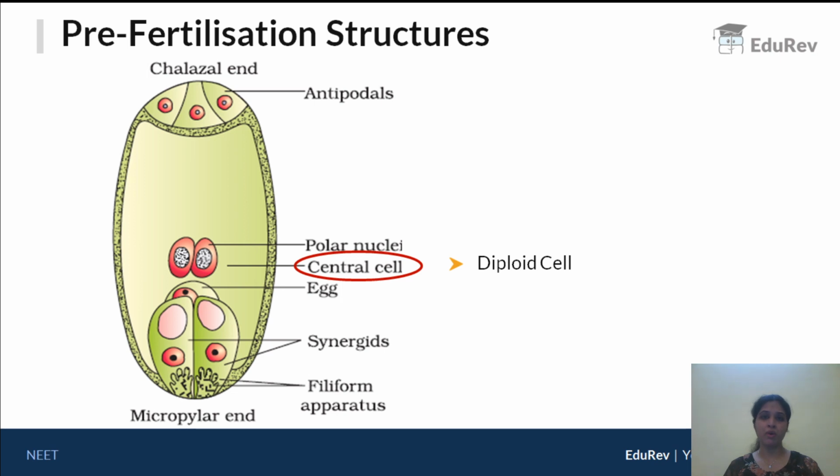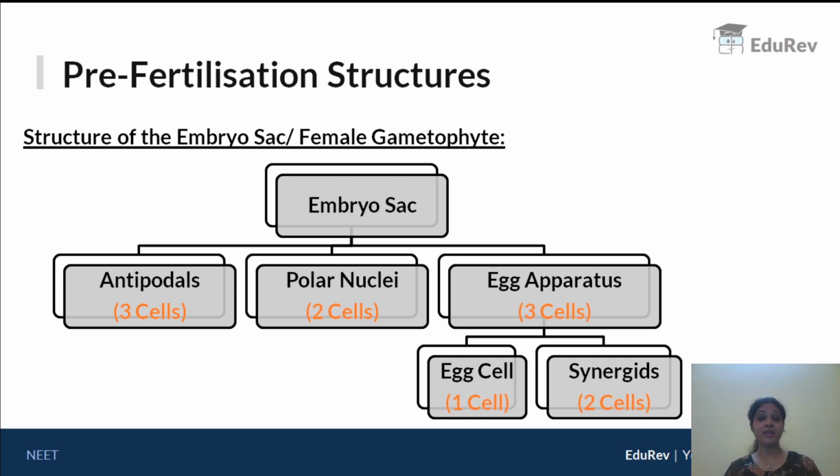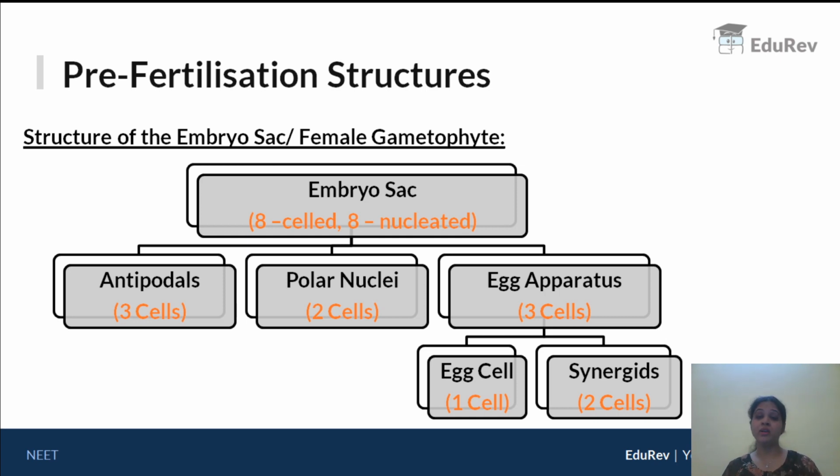Now, let's go through some important points with regards to the embryo sac. The embryo sac is also called the female gametophyte. Remember, gametophyte is something that houses the gamete, so it houses the egg cell as we have studied. Now the embryo sac, we know, is made up of these three types of cells. Let's count the number of cells present within them. You have three antipodals, you have two polar nuclei, you have three cells in the egg apparatus, that is one egg cell plus two synergids, which means technically speaking the embryo sac is 8-celled and 8-nucleated, provided that all these nuclei are going to be haploid.